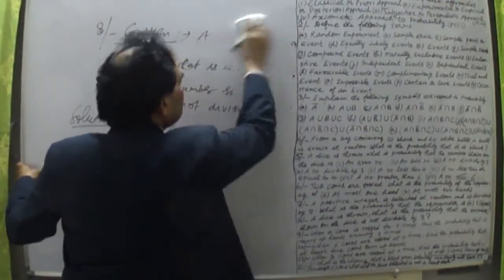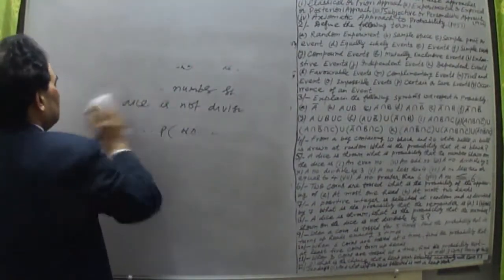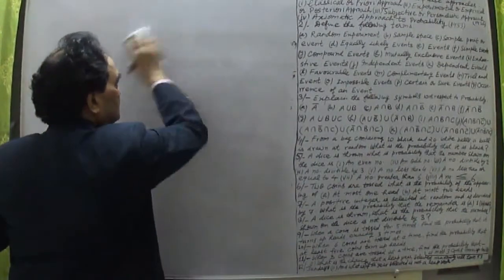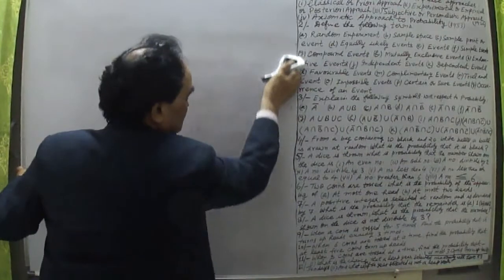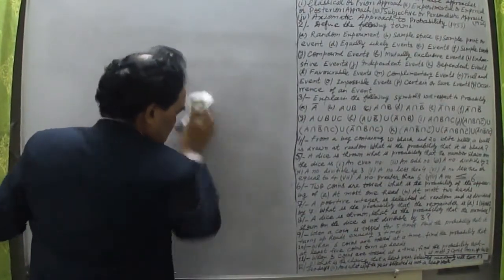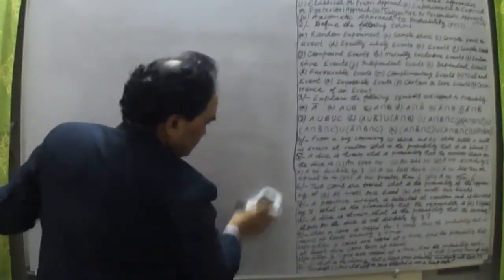But that was the easier one. Directly we can show which are the numbers which are not divisible by 3. They are 4, so 4 upon 6, which means 2 by 3, and 2 by 3 is the final answer. So both ways we can solve this question.